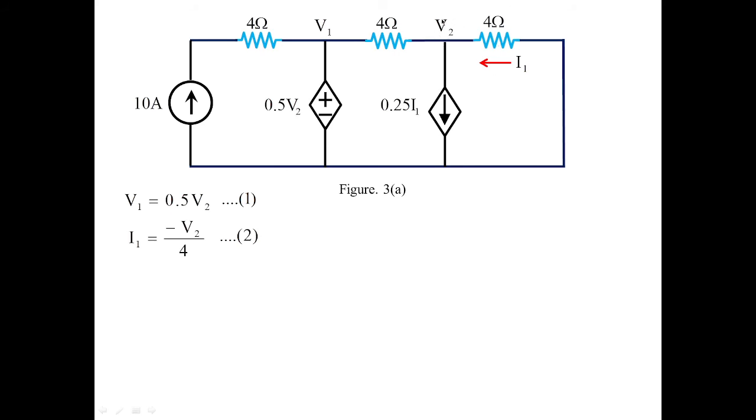Why minus V2 by 4? Because V2 is here assumed to be at higher potential and the direction of the current is acting quite opposite to our imagination. So that's why I1 is equal to minus V2 by 4. Now these equations are already framed.